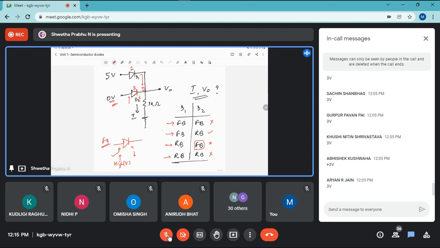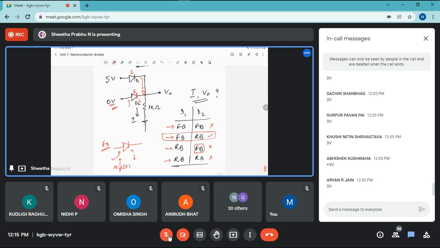So we are left with only the second condition, that is diode 1 is forward biased and diode 2 is reverse biased. So therefore, we will get 5 minus 0.7, that is equal to 4.3 volts. This is the output.